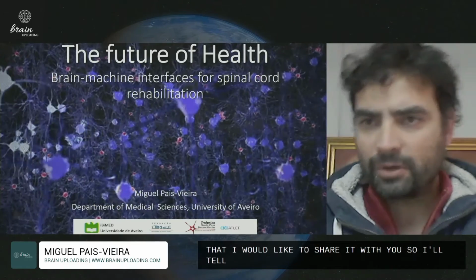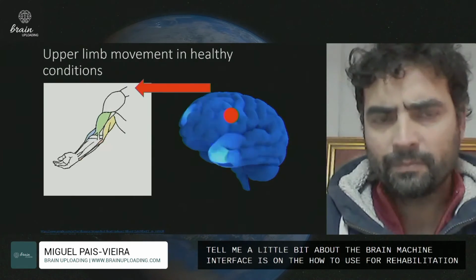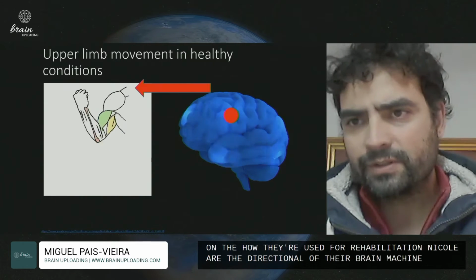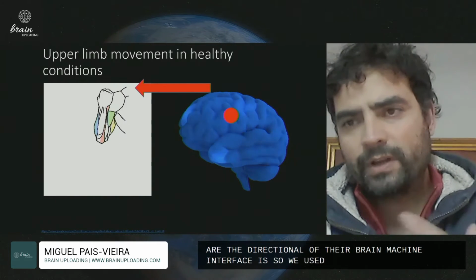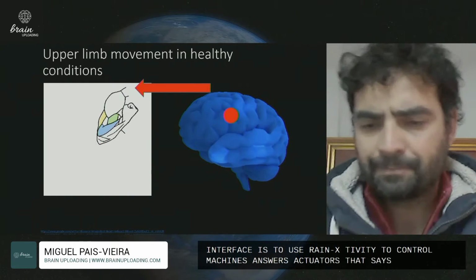So I'll tell a little bit about brain-machine interfaces and how they're used for rehabilitation. The goal, or the rationale, of the brain-machine interface is to use brain activity to control machines, sensors, actuators, etc.